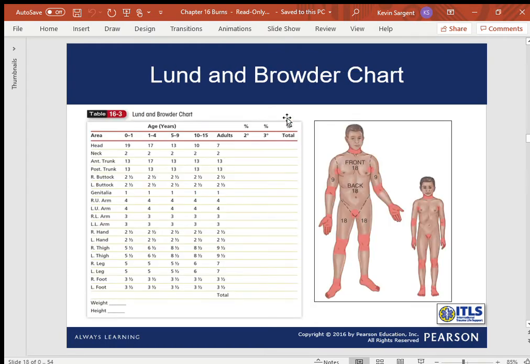The Lund and Browder chart is very, very specific, and it's not something you need to memorize per se, but it is something used by ERs and burn centers, and this gives you the exact extent of burns. So it breaks it down by body part. So if you have a left foot that's burnt, say an adult, one foot would be 3.5% body surface area. So that's how this chart works. It breaks it down by age in years, and also by body part. And then when you add up all of these for the total, it gives you the total percentage of body surface area burned.